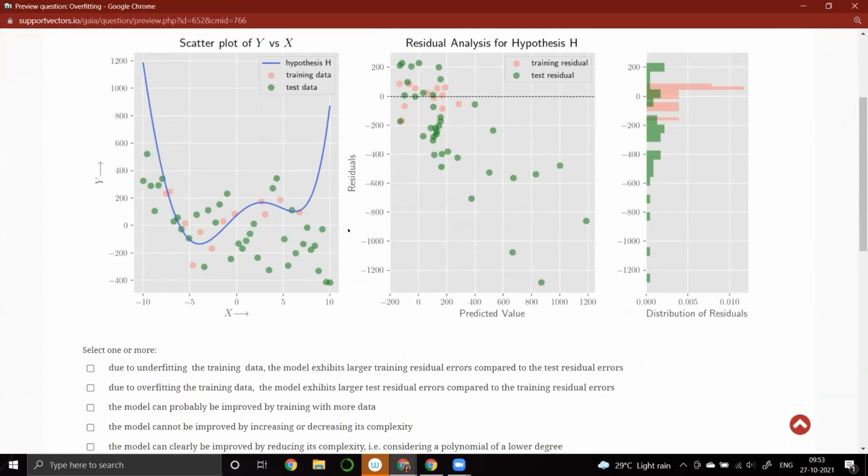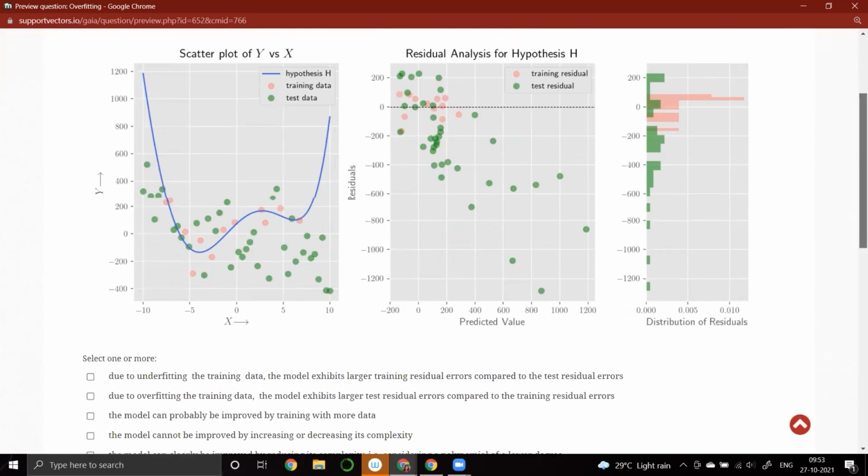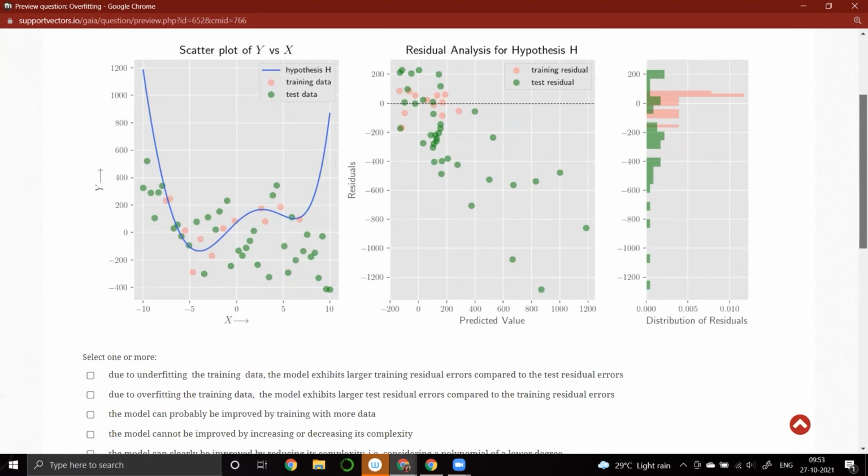Let's see the options. Due to underfitting the training data, the model exhibits larger training residual errors compared to the test residual errors. It's not underfit, right? So it is a complex model that's being fit on the data. Due to overfitting the training data, the model exhibits larger test residual errors compared to the training residual errors. This is true. We can see the test residuals are larger than the residuals of the training data. It's increasing, so that's why it's true.